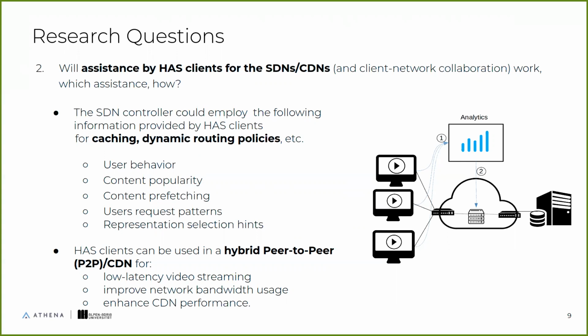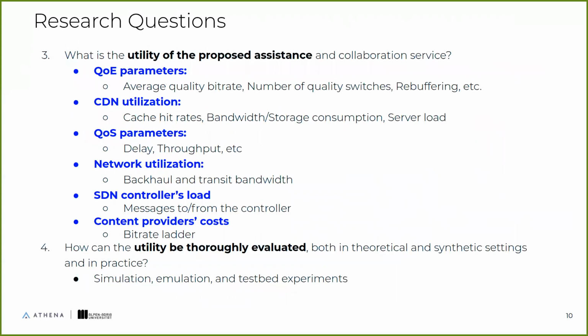In the third research question, we want to investigate the utility of the proposed approach by different criteria, for example, QoE parameters, CDN utilization, QoS parameters, network utilization, etc. How can the utility be evaluated in both theoretical and practical settings? In practice, simulation, emulation, and testbed could be the answer to this research question.